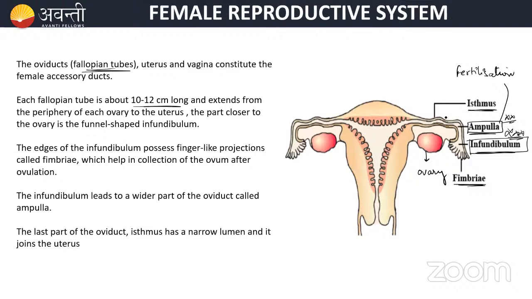Now, the third part of the fallopian tube is the isthmus. Isthmus has a very narrow region, and this is the part of the fallopian tube which connects the fallopian tube to the uterus.